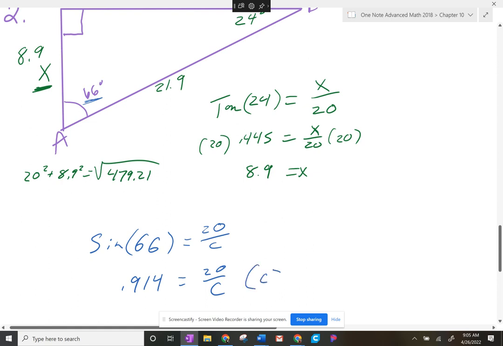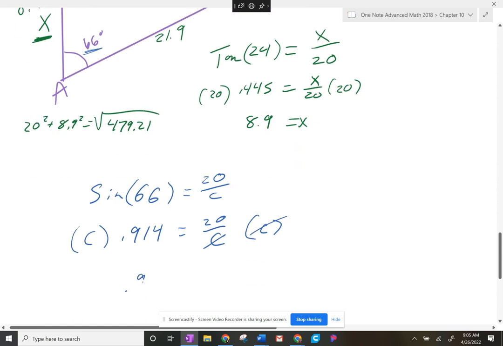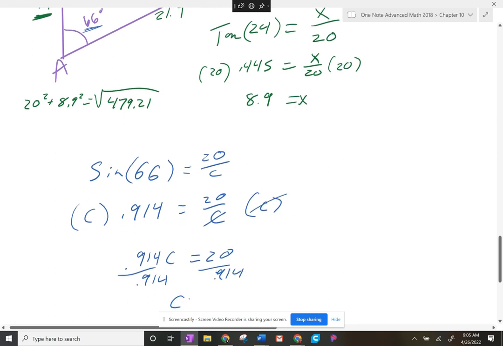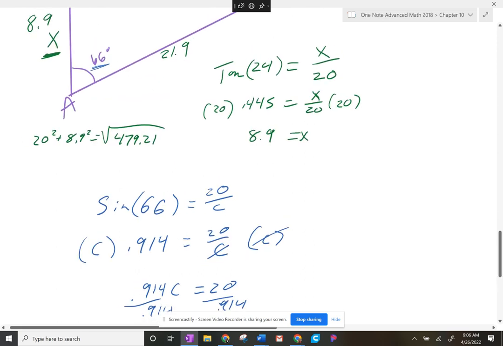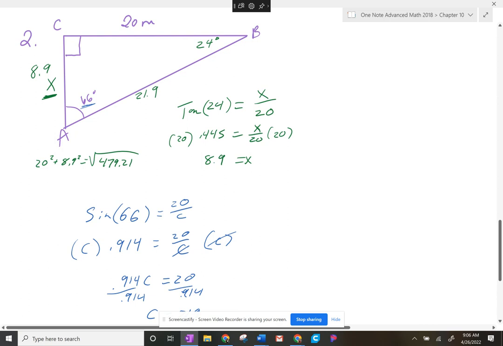I need to make sure that C is not on the bottom, so I'm going to multiply both sides by C. These ones cancel out, and I'm left with 0.914 C equals 20. Now I need to get C by itself, so I'm going to divide both sides by 0.914. My C value equals, sorry, not 8.9, equals 21.9. At that point, I got the hypotenuse value, and I can solve the other stuff.